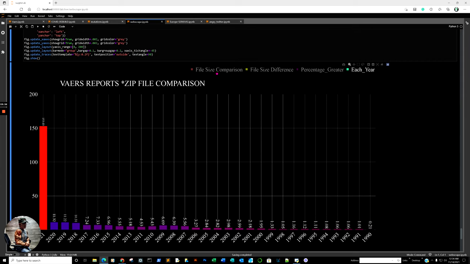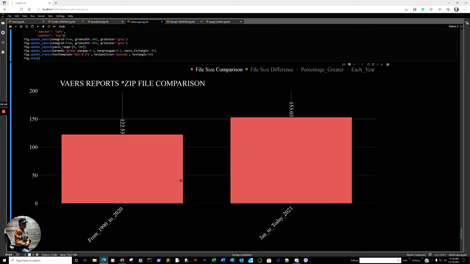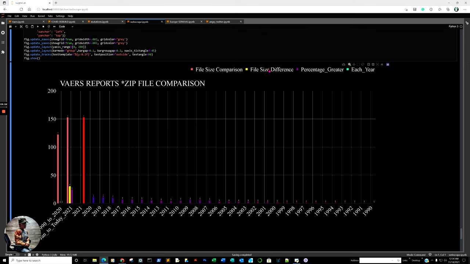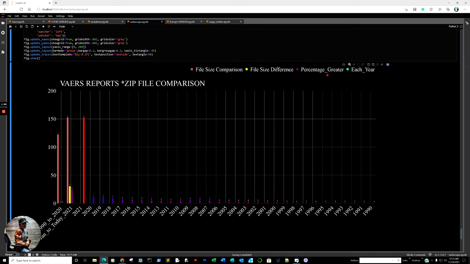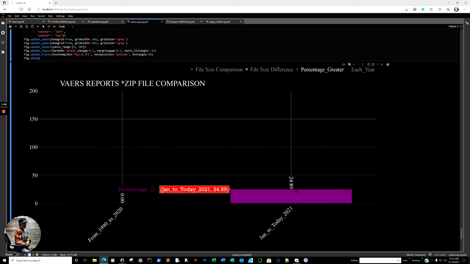If we look at the file size comparison, just those two files alone, from 1990 to 2020, it's 122.53 megabytes. Remember, you take all the reports coming in, and this is the size. And now it's 153.03 megabytes from January to today. The file size difference: we're now 30.5 megabytes larger than we are for the prior three decades combined. The percentage greater equals 24.89% greater number of reports, at least data-wise, as opposed to the first three decades prior.